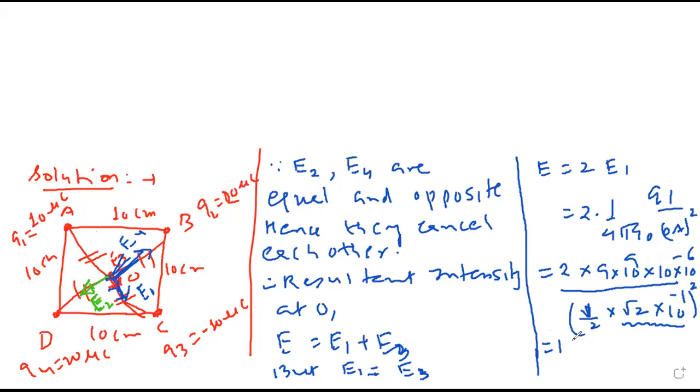9 into 2 is 18 into 10 raised to 3. 1 upon 2 whole square is 1 by 4. Root 2 square is 2. 10 raised to minus 2. Clear? This also? Yes, sir. Now just two more lines. Please draw the diagram, then I am doing further. Diagram with direction, it is very important.